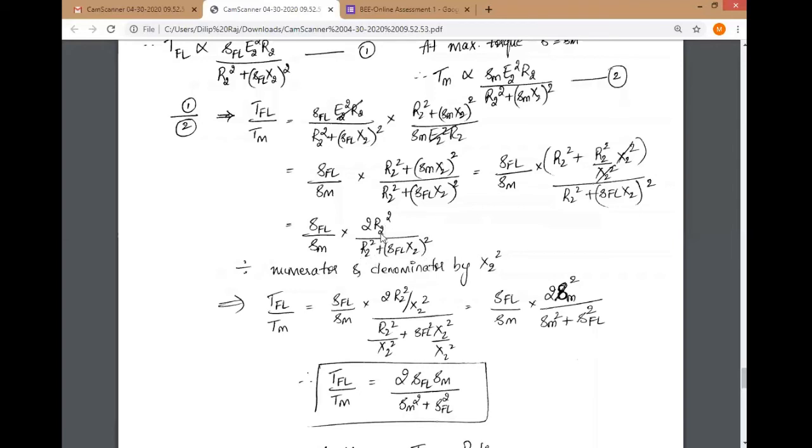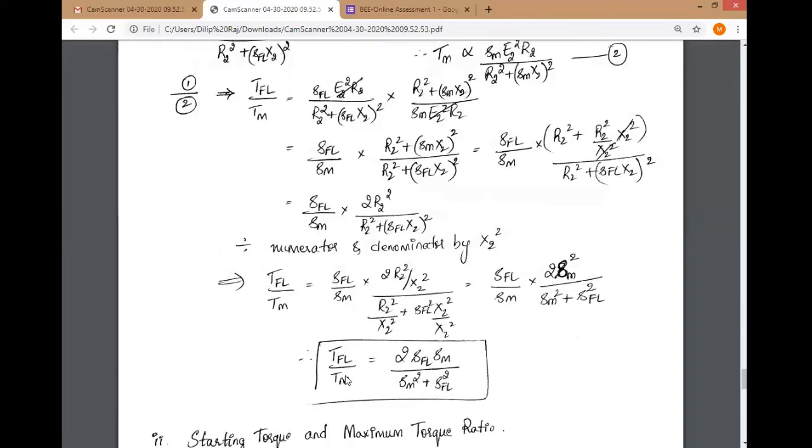So dividing both numerator and denominator by X2 square, we know R2 by X2 the whole square is nothing but Sm square. Replacing that by Sm, here also we get the maximum slip Sm, and the reactance term gets cancelled. So in the denominator we have Sm square plus SFL square. So the ratio of full load torque to maximum torque is 2 times full load slip into maximum slip, over Sm square plus SFL square. If you remember this equation directly, the full load torque with respect to the maximum torque, or the maximum torque in terms of full load torque, can be determined.